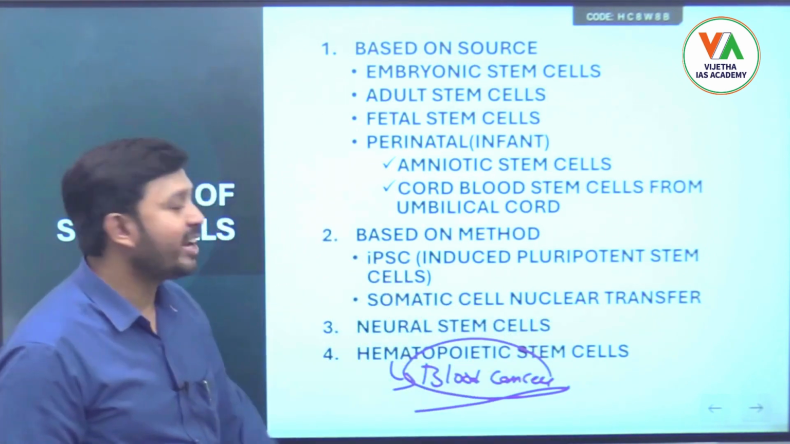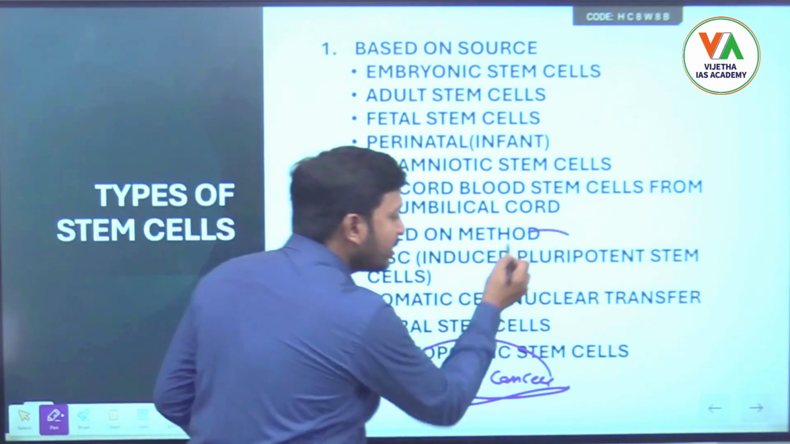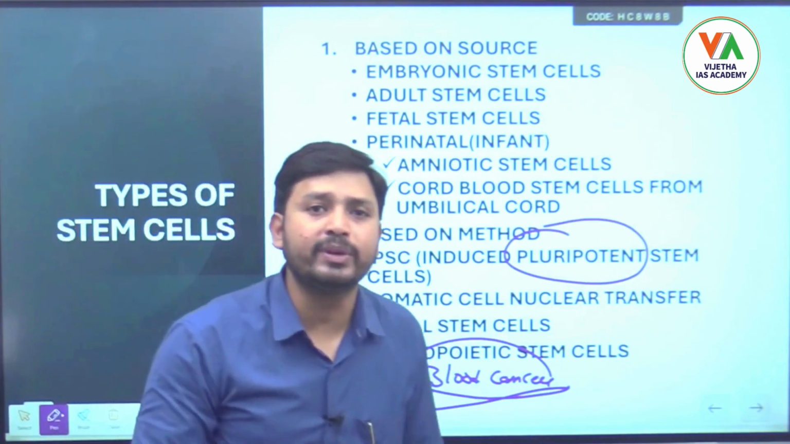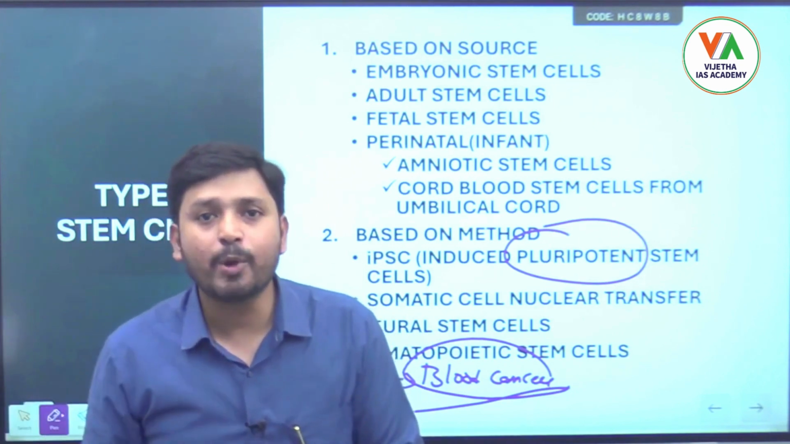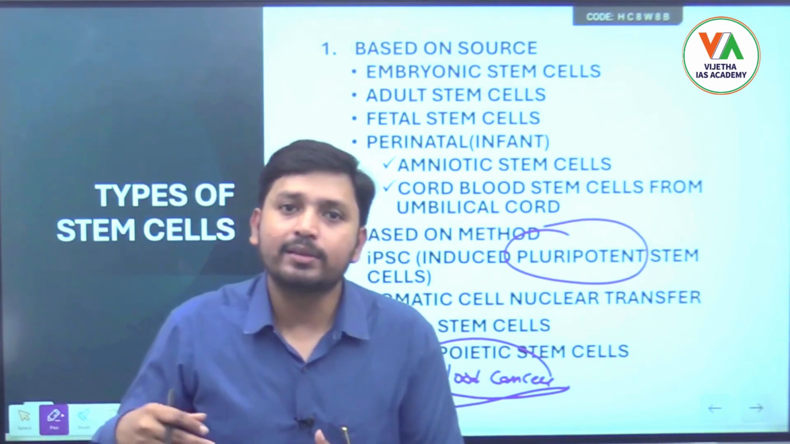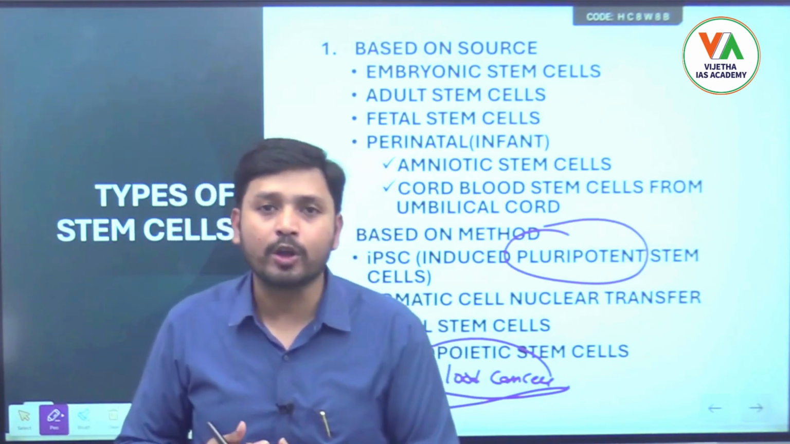We will see what induced pluripotent stem cells are. The term pluripotent stem cells we have discussed, right? Pluripotent means they can form into multiple types of organs or cells in the body except placenta. So pluripotent stem cells are those which cannot form into placenta, but can form into different other types of organs or cells in the body.